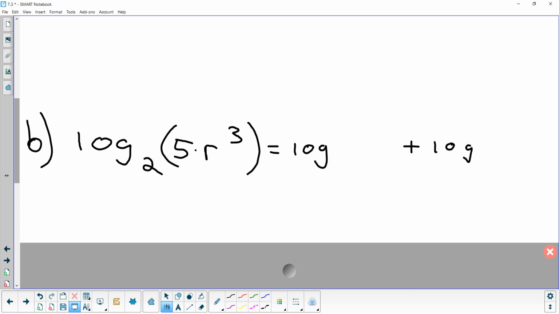Jacob, what's the base on each log? Well, what was it originally? 2. So let's keep it the same. The base doesn't change for the whole problem. All right, Cassidy, what's going to be my first argument? 5. And what's my second argument? R. What else goes with it? R to the third.